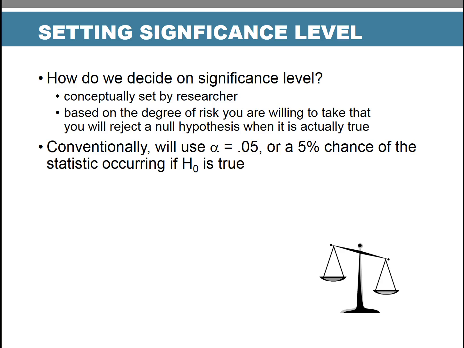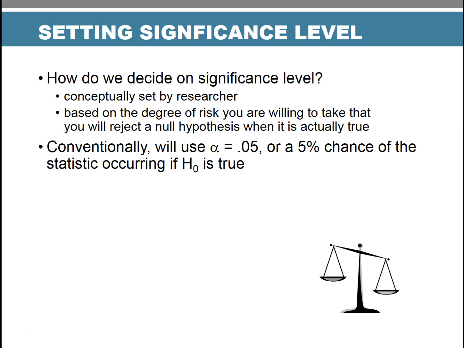So how do we decide on the significance level that we want to use? Well, this is set conceptually by the researcher, and it's based on the degree of risk that you're willing to take that you would reject a null hypothesis when it's actually true. Remember, there's no certainty, there's no 100% outcome in this situation. We're dealing with probabilities, and so we want to set a level where there is a low probability of getting a result that we got if the null hypothesis is true. Because remember, the null hypothesis is that there's no difference. And we're trying to prove that, yes, there is a difference between these groups that I'm studying.